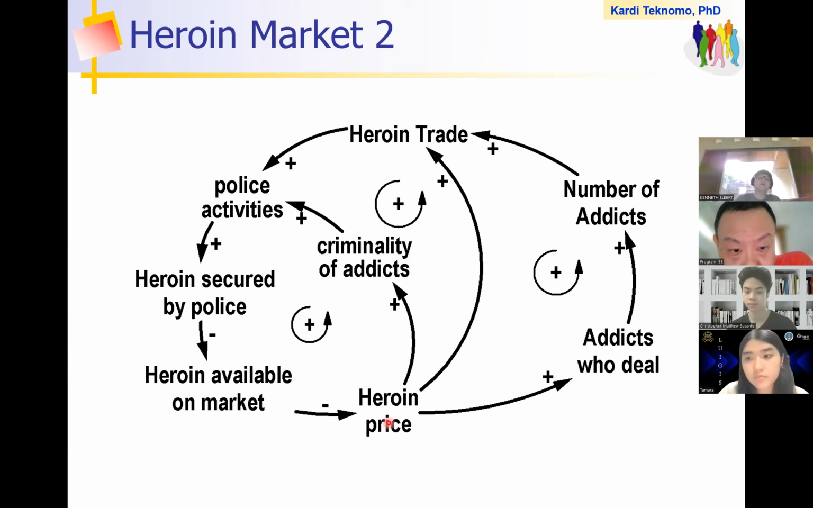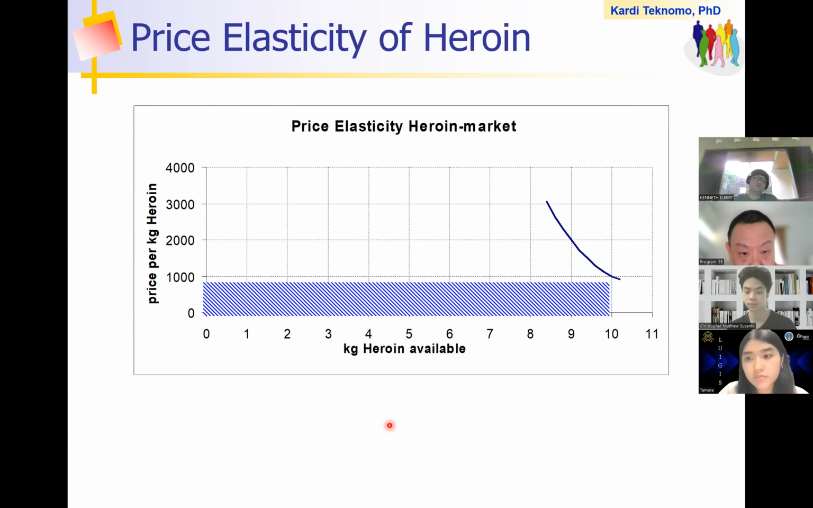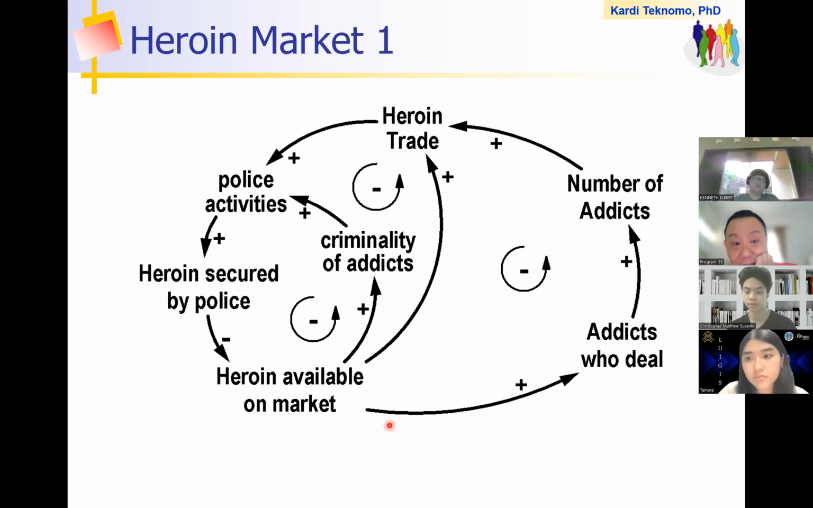The previous one is like this. There is no price, right? So when there is no price, you will think that the police activity is the policy variable, and then you will see that this is a stable system, because negative, negative, negative. See, this is negative, this is negative, negative. So it's a stable system, supposed to be. But why, even though you create more police activity, you pay the police to capture the heroin, does it actually increase the criminality of the addict?